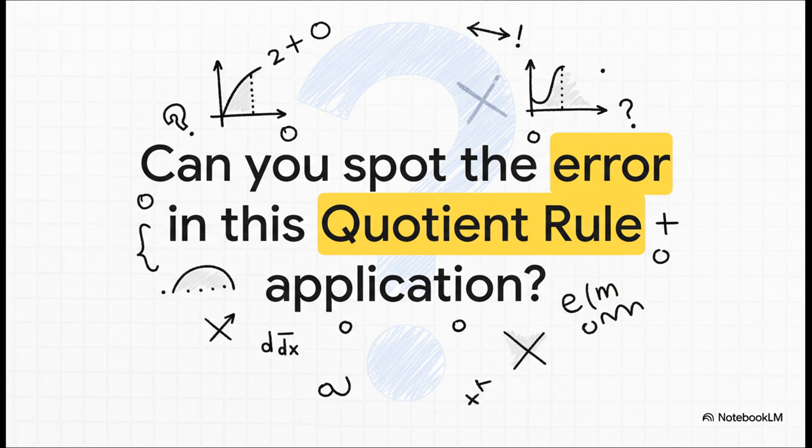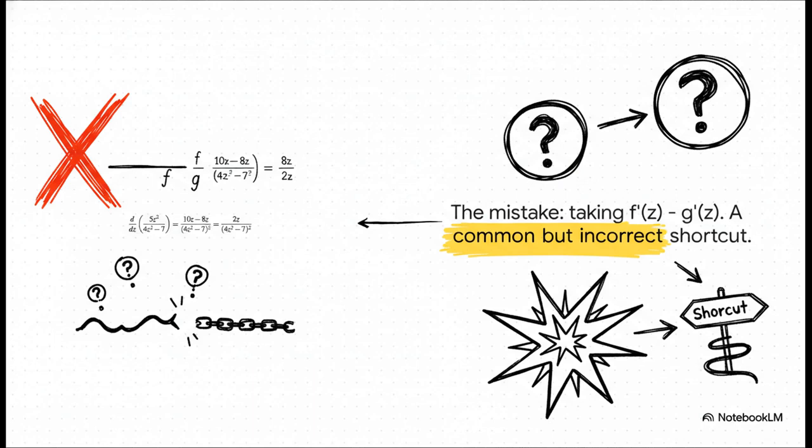All right, pop quiz time. Take a quick look at this problem. Do you see the mistake? And hey, don't worry if it's not jumping out at you. It's a super common and really tempting error to make. Okay, you see it? Here's the error. The mistake was just taking the derivative of the top and then subtracting the derivative of the bottom.